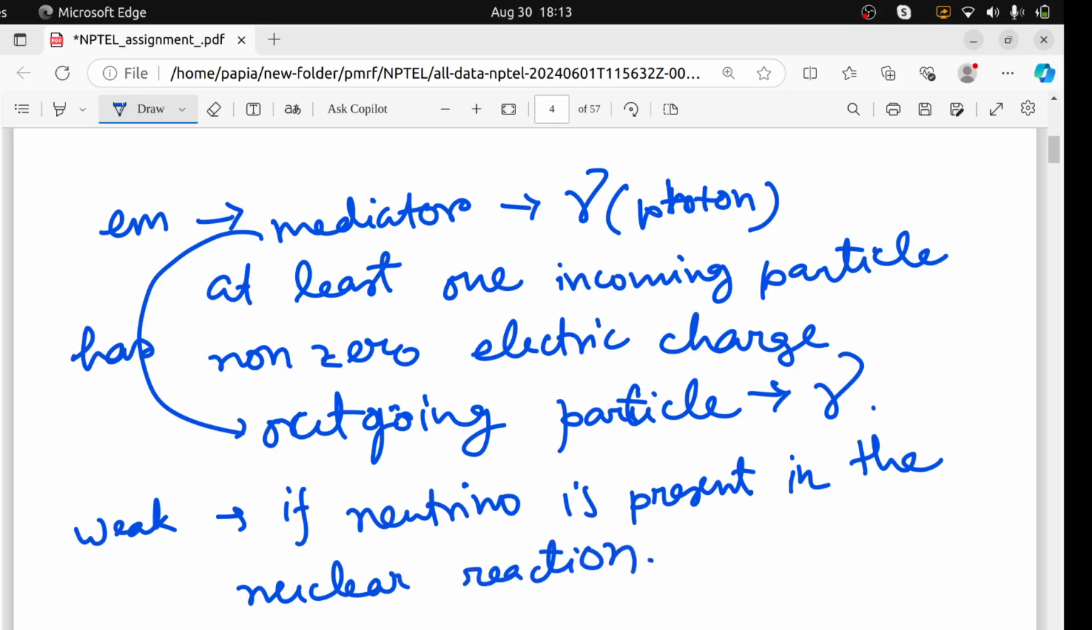If a neutrino is present, that is obviously a weak interaction for sure. But there are many weak interactions which are not governed by neutrinos. For that case, what do we need to check? We need to check other things, like the strangeness quantum number, whether it is violated or not. But if it is a neutrino, then obviously it will directly be a weak interaction.